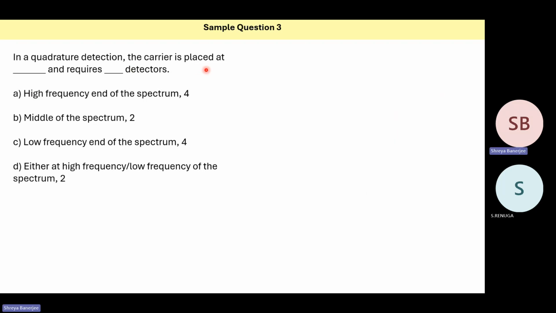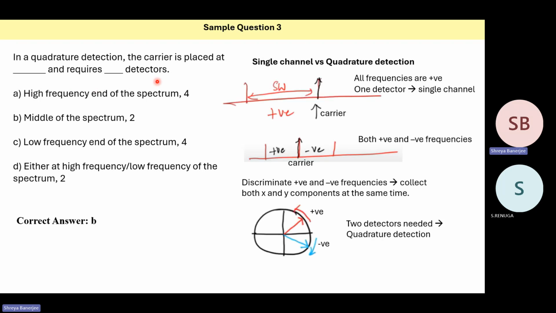Then the question was that in a quadrature detection, carrier is placed where and requires how many detectors? So this concept also we have seen in the previous class. Basically, quadrature detection is when the carrier is in between.